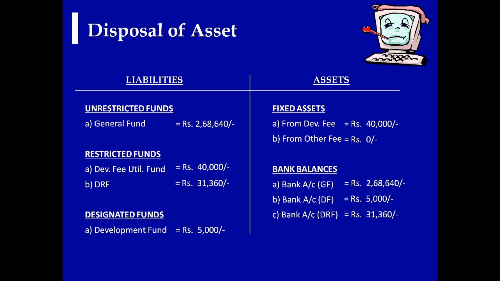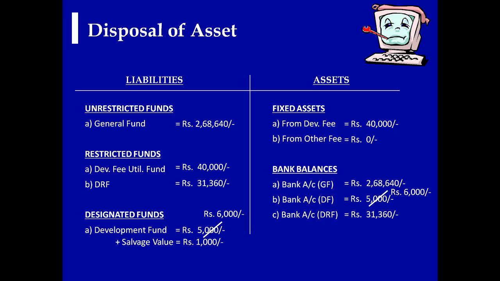So this is what my balance sheet looked like at the end of the third year. My general fund, my development fee utilization fund, the DRF, everything is at the same level as it was at the end of the third year. So we're going to sell off that asset, and as soon as you sell it, you're going to get 1,000 rupees, which you're going to deposit in your development fund bank account. So this is how the entries are going to be reflected on the balance sheet.